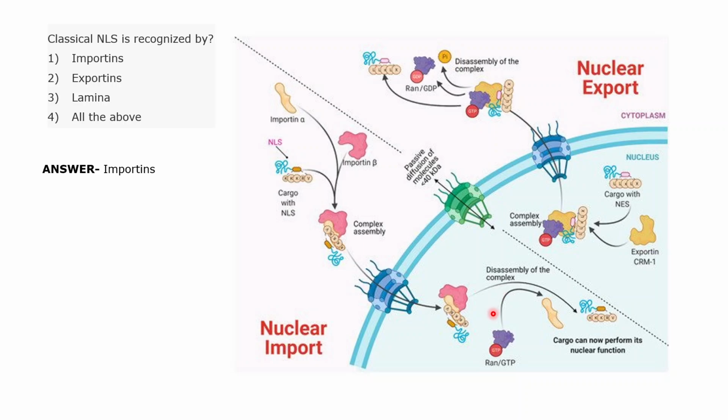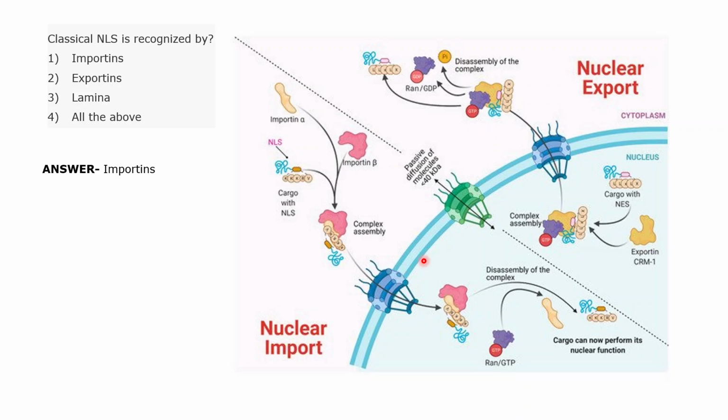One thing you have to remember is that in case of importin, when the cargo needs to be imported, the RAN GTP is found interacting only inside the nucleus, while in case of nuclear export, you can see that the RAN GTP is found both inside the nucleus as well as outside the nucleus. So there's a difference there. The nuclear pore complex can enable both in and out mechanisms, that is export as well as import.